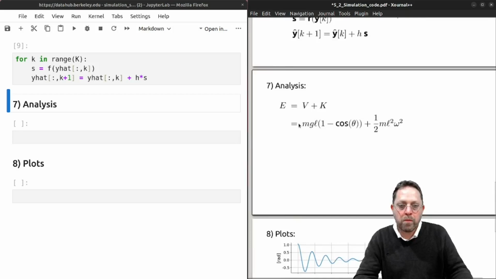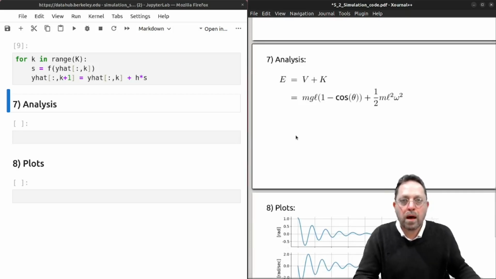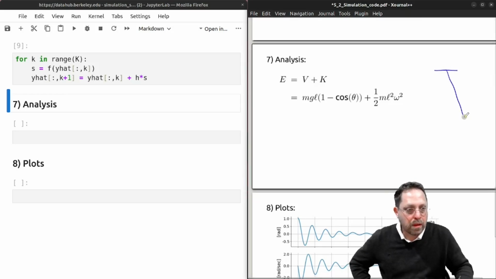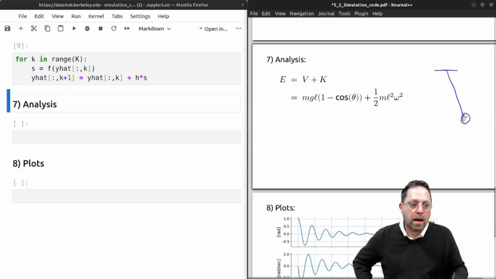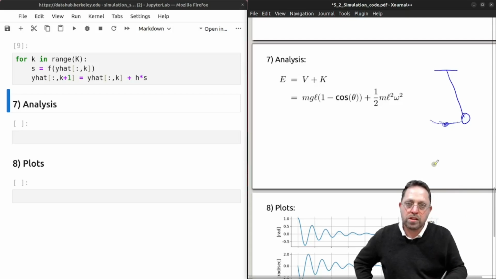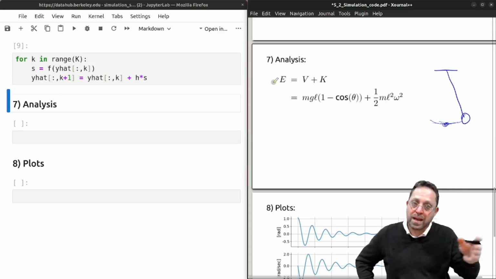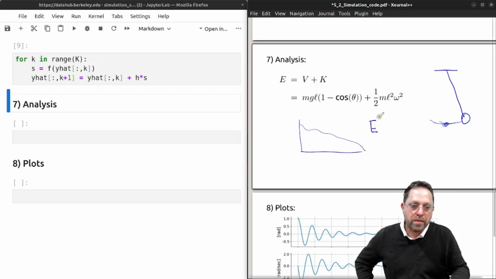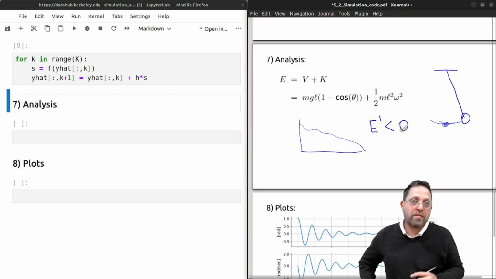So what might we do here? Well, we can compute the energy. So you remember that the pendulum, as it swings, it's going to dissipate energy, and eventually it's going to come to a standstill. So if we compute the energy through time, we can expect that it's going to be decreasing. That is, the derivative of the energy must be strictly less than 0. And that's something that we can check, and it's a good way of, say, finding bugs.